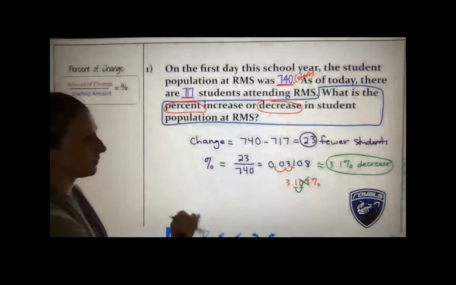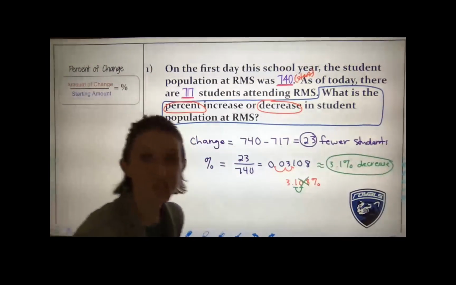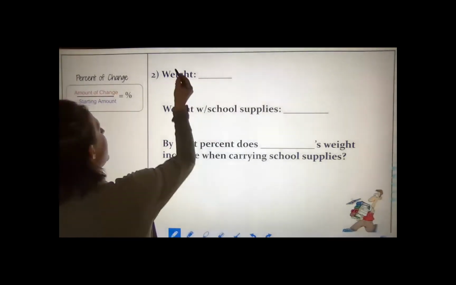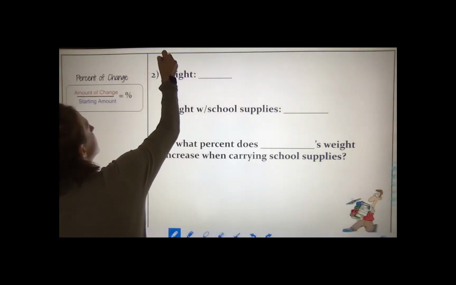Make sure you have this information down in your notes, and let's try another example. So here's an experiment. We have student A's weight.